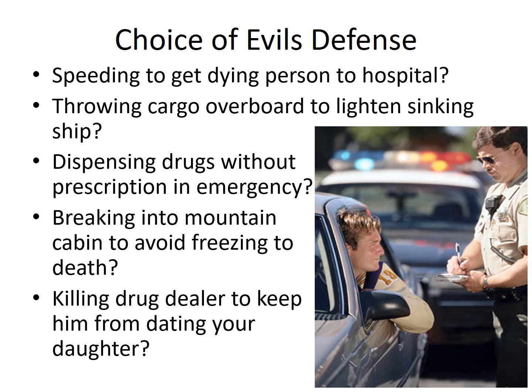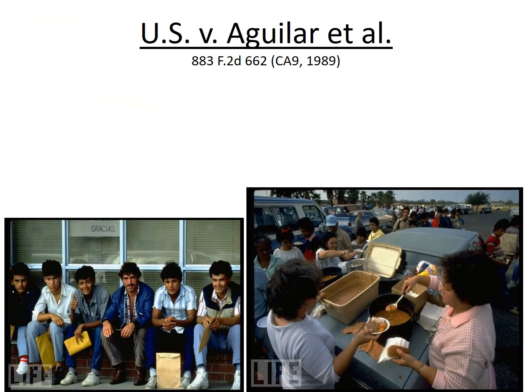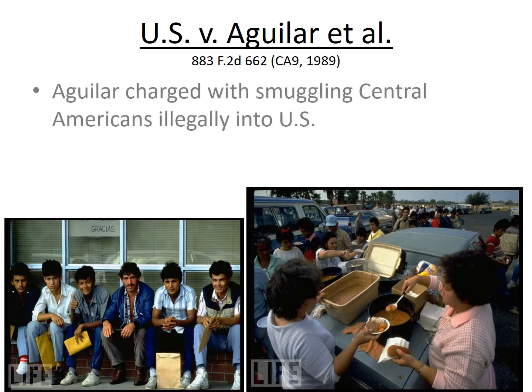But we make choices every day. Not all of us are forced into these difficult choices, but we can all see situations where a choice of evils defense could arise. So let's look at some cases where the choice of evils defense was argued. U.S. versus Aguilar comes from the 9th Circuit Court of Appeals. This is a 1989 case.